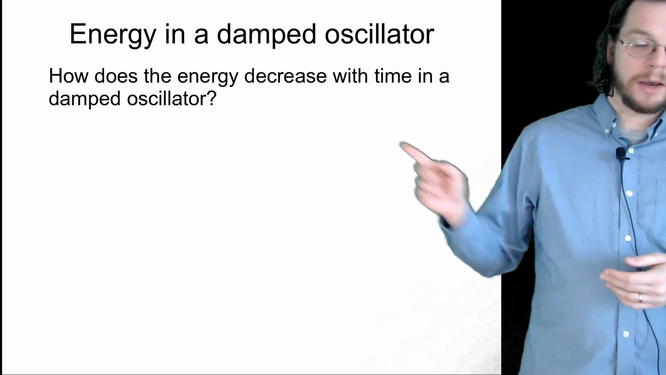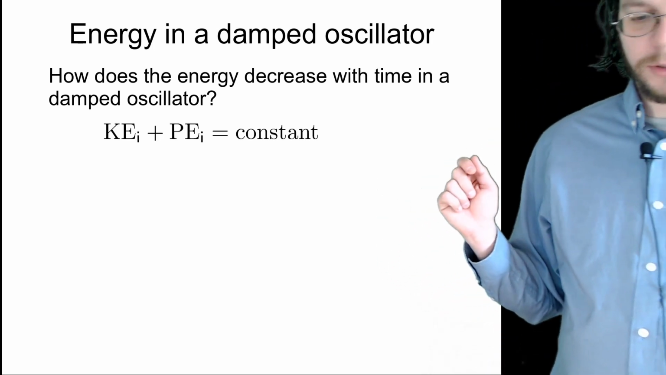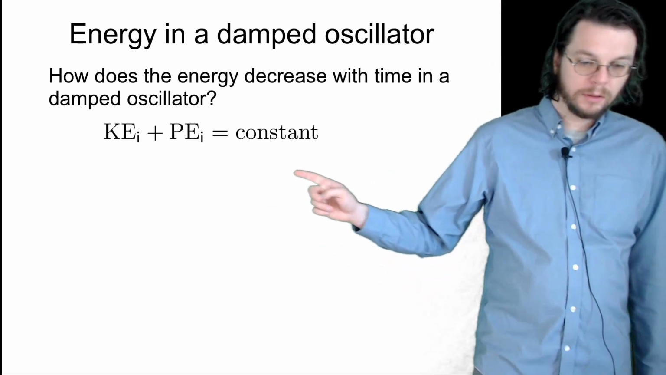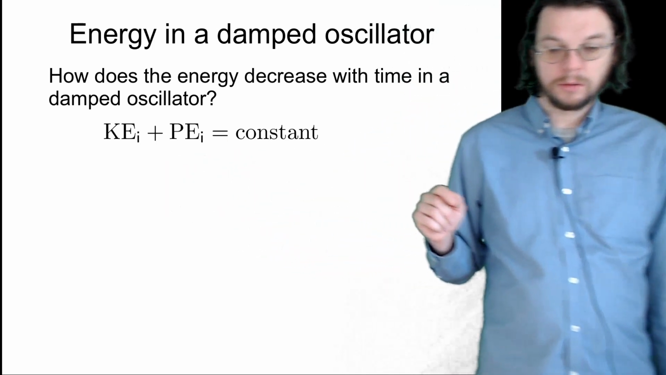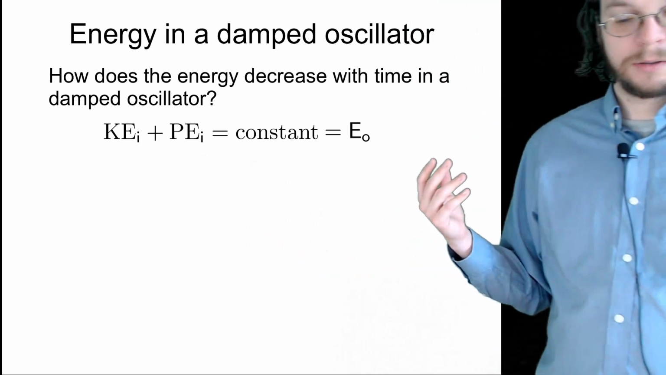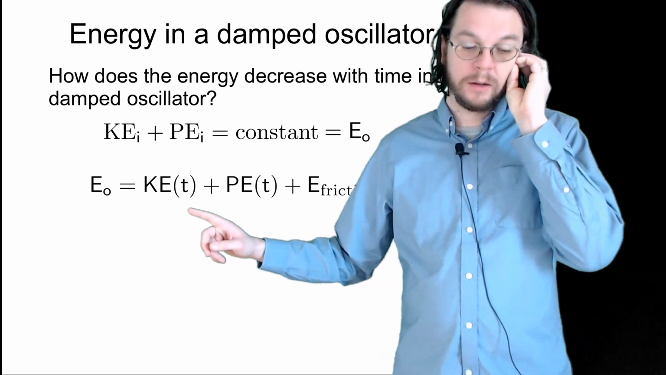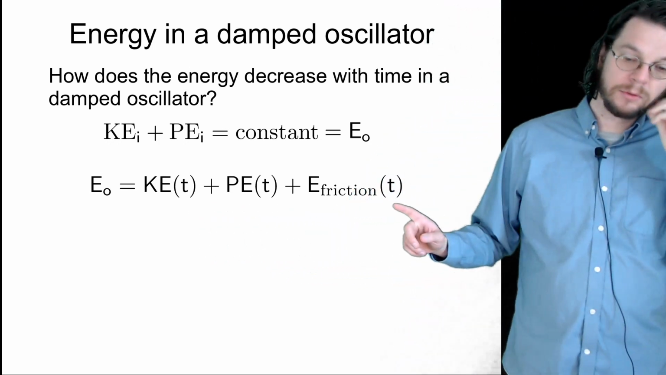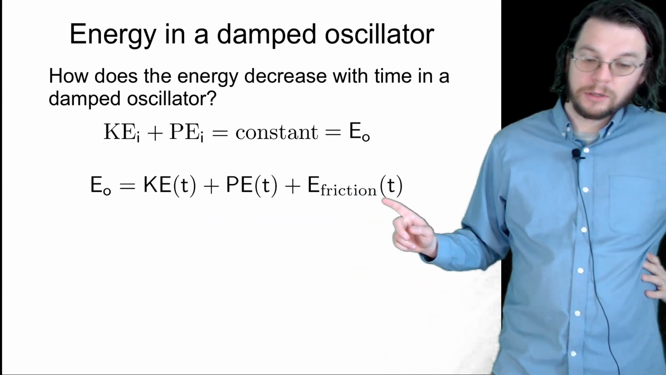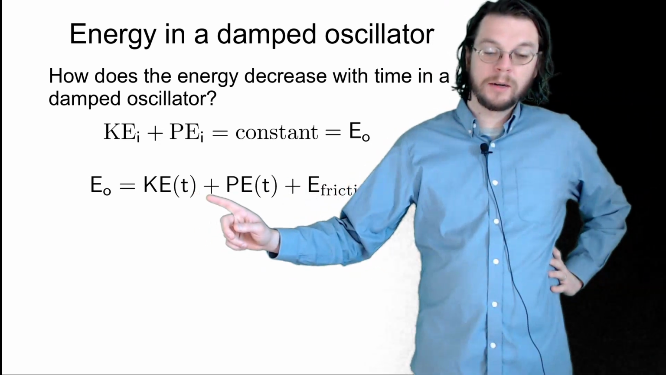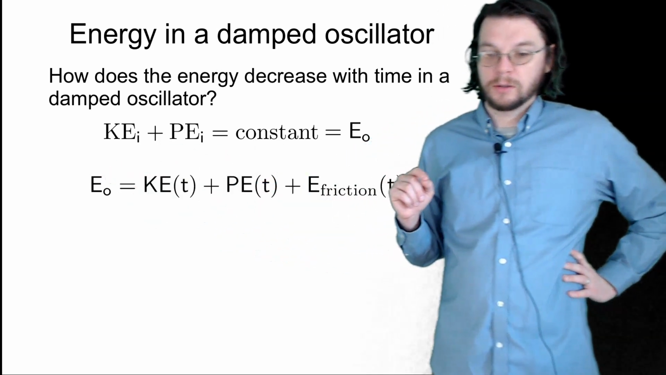So let's think about how this energy decreases. Energy is conserved, which means that the initial kinetic energy plus the initial potential energy adds up to a constant, even if there's damping, because as time goes on, you can lose energy to friction and damping and things like that. But if you add that energy to your remaining kinetic energy and your remaining potential energy, that should add up to the initial energy that you had.